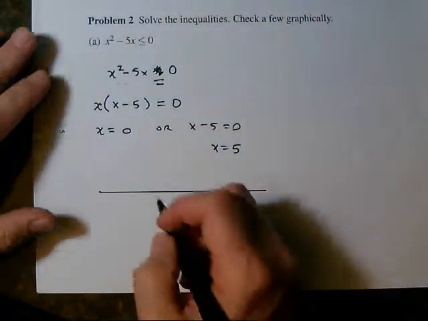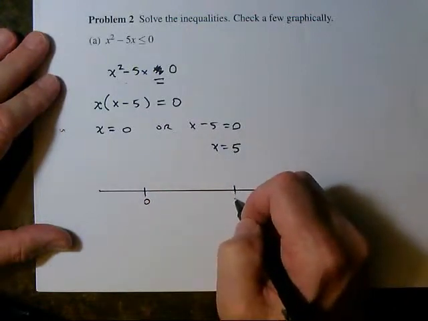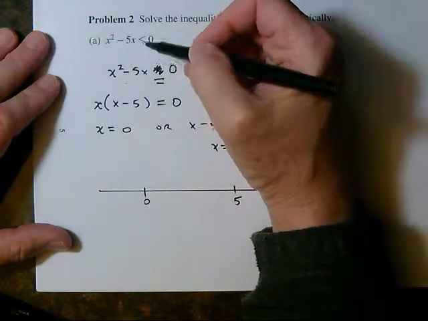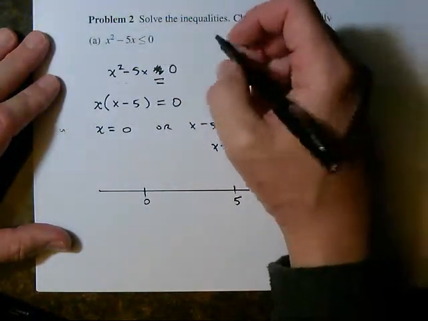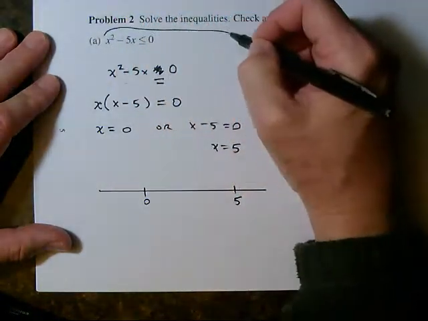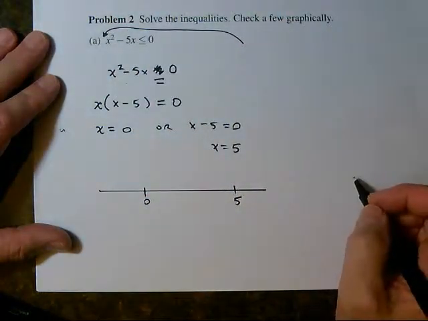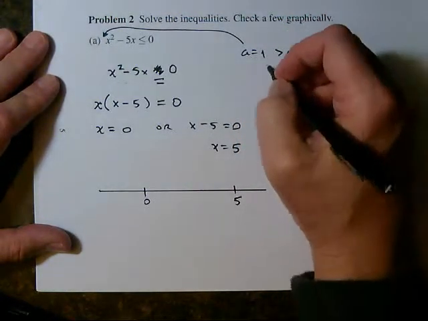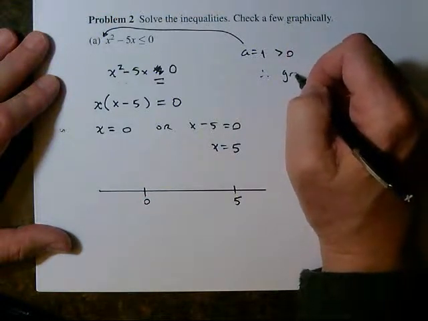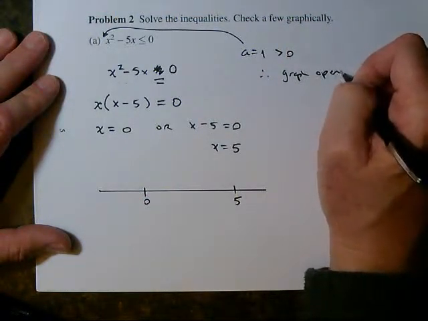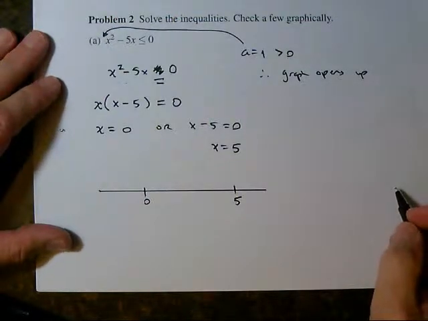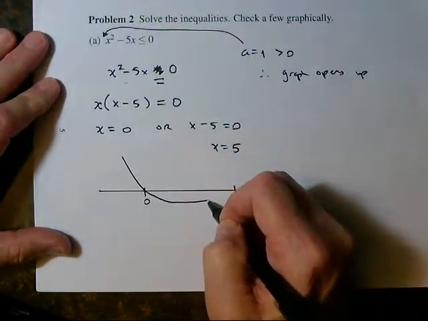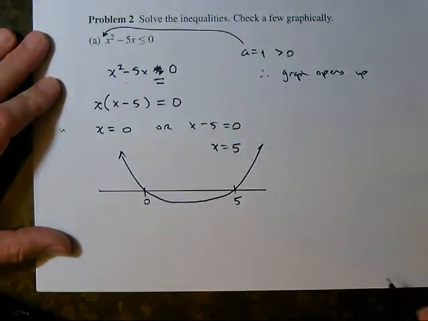Now, plot your two x-intercepts, 0 and 5. Now, look at this quadratic expression here. In front of the x squared, you have a 1. That's positive. Therefore, the graph opens up. We don't have to have a really great graph here. We just have to show something opening up. So this is going to look like almost like a smiley face.